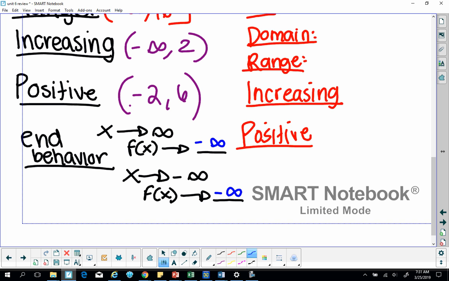Does that make sense? Okay, so you guys are going to try the next one on your own. We're going to go over it. Just make sure you add end behavior. I forgot about that at the bottom of this one.